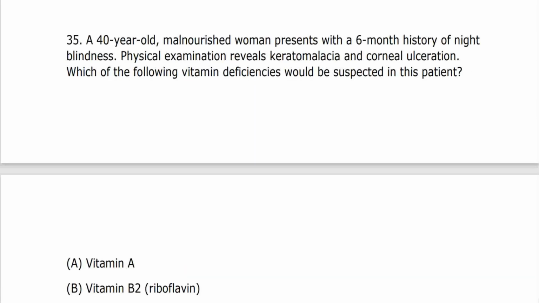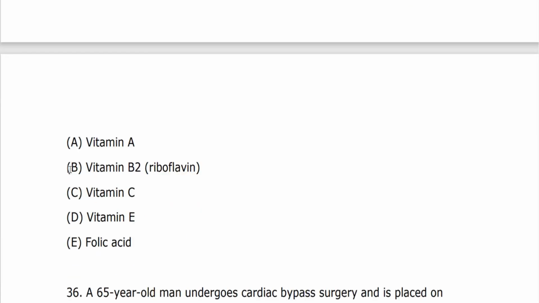A 40-year-old malnourished woman presents with a 6-month history of night blindness. Physical examination reveals keratomalacia and corneal ulceration. Which of the following vitamin deficiencies would be suspected in this patient? Which vitamin deficiency causes night blindness? This is straightforward and I won't waste time on it. So that's vitamin A. Alright.